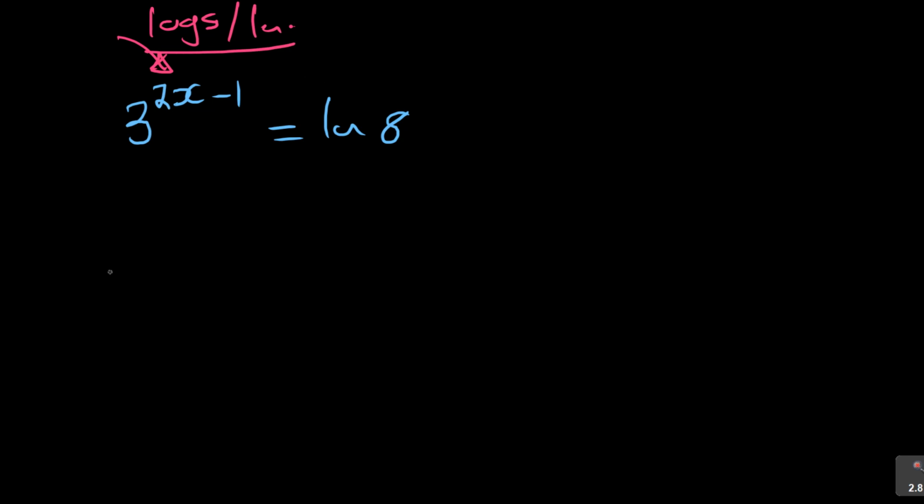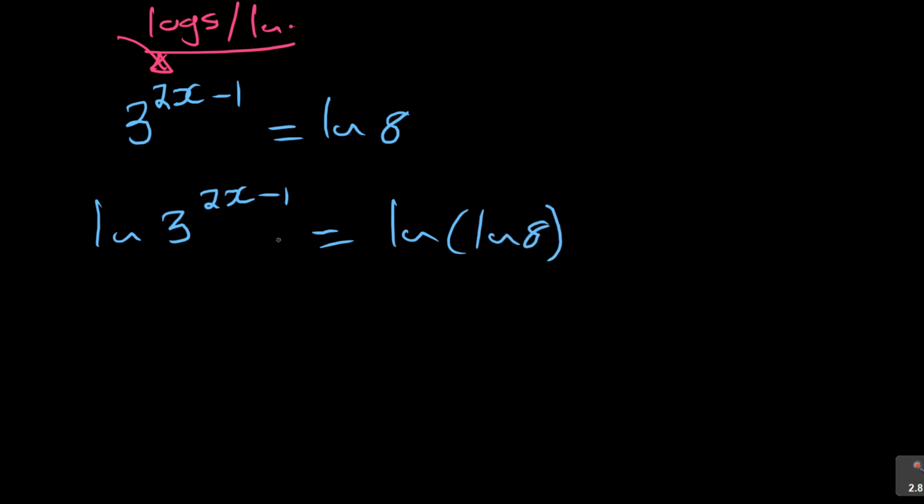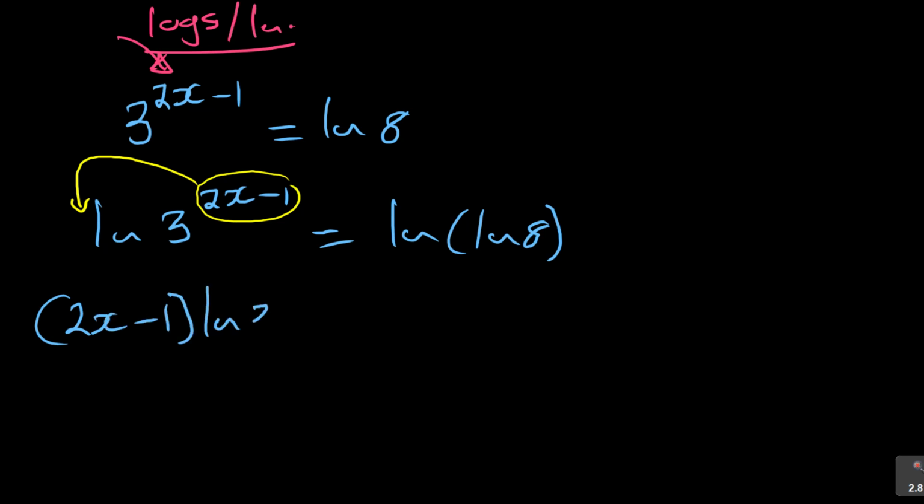So what I'm going to do, you just write ln of 3 to the 2x minus 1 is equal to ln of ln 8. See, you introduce ln, and you know what happens to the exponent. When this is an exponent in the laws of ln, you drop that. But be careful when you're dropping it. You put a bracket: (2x minus 1) ln 3 is equal to ln of ln 8. It's more like you're making x the subject of the formula there. You see what I'm talking about? You are making x the subject.